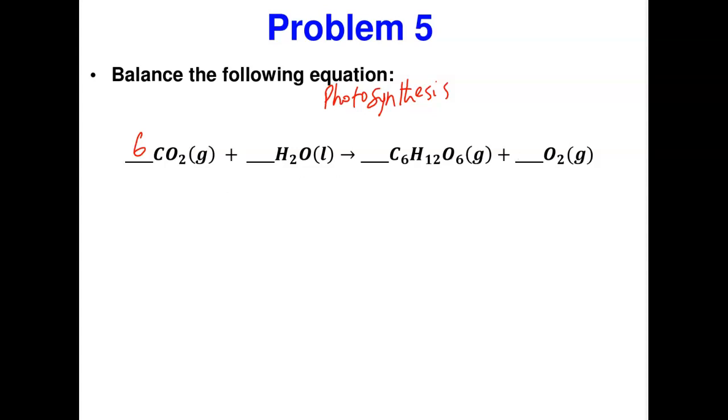I go to hydrogen. Hydrogen is 12 here. It doesn't occur any other place. 12. How many do I have here? It's 2. So what am I going to do? I'm going to add 6 here. 6 times 2 is 12. This is 12. Now it's balanced.